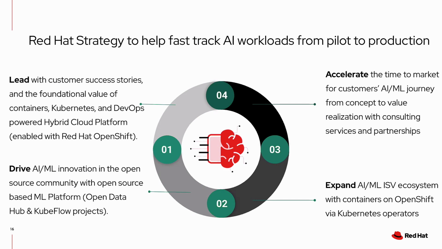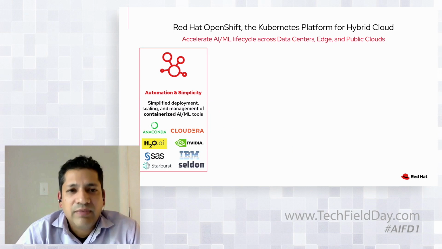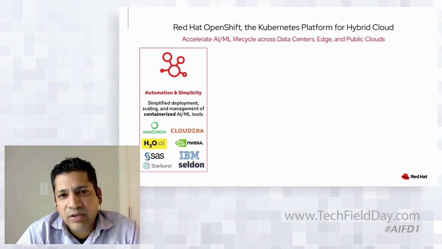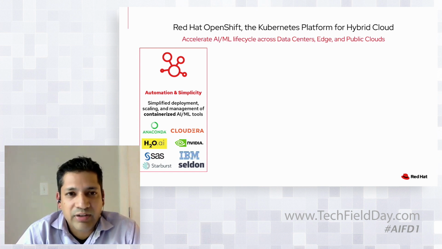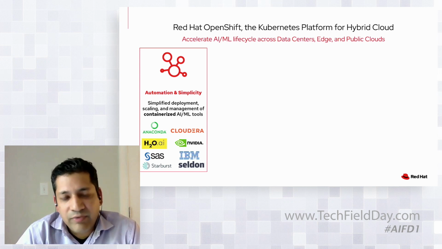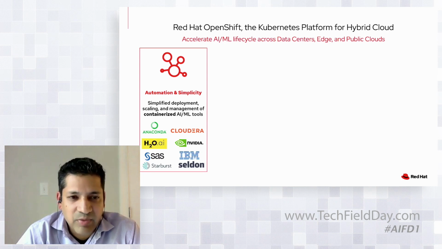So we talked about the fundamental value of containers, Kubernetes, and DevOps, right? And to the point we made earlier, you need a lot more to be able to build out the hybrid cloud platform. At the foundation level, the key product that we are positioning here is OpenShift, right? So all the benefits that we mentioned in terms of agility, scalability, flexibility, and so on, you get all of those as part of OpenShift.